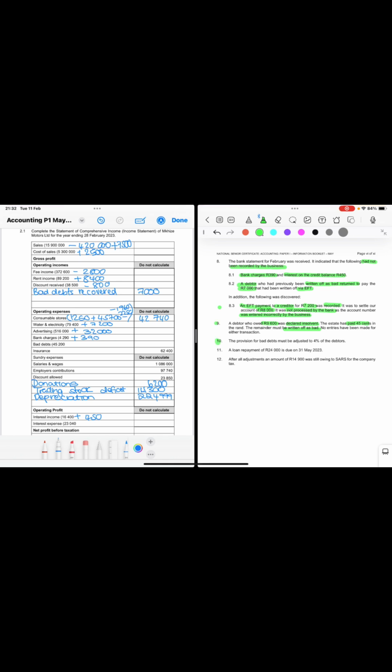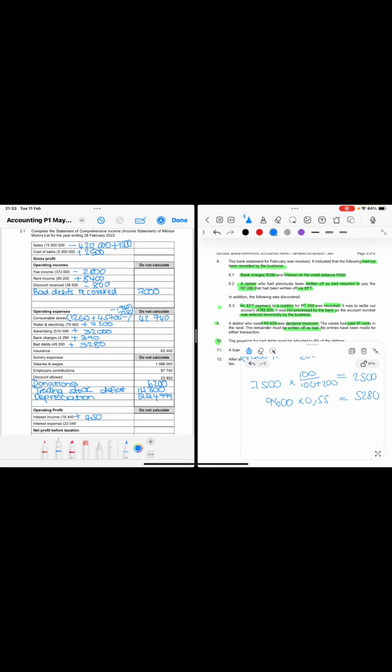Debtor declared insolvent, 45 cents in the rand was paid. So that means the rest, which is 55 cents, would have been the amount that's written off. So we take 9,600 times 55 cents. And that gives us 5,280, which is included in our bad debts.